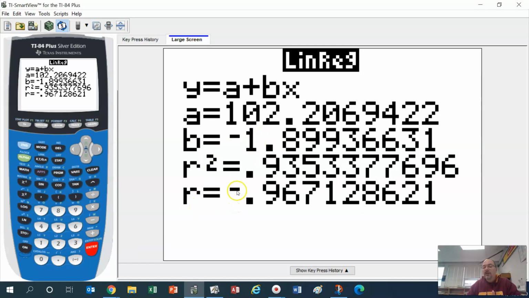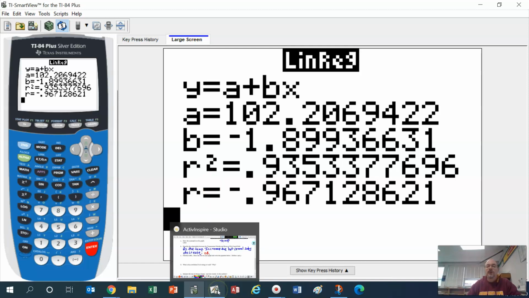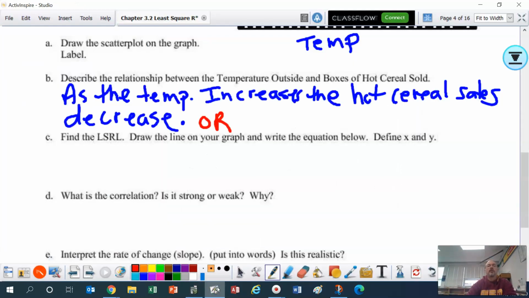Look at our R value. Our R is negative 0.967. In the next lesson, I'm going to talk about R squared. We are going to understand what that is because it's a very important piece of information. It's called coefficient of determination. We'll get to that in the next lesson. All right, so here we go. So let's go ahead and write this equation down.